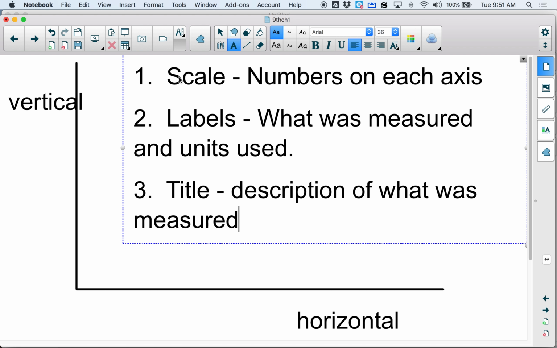So that's something that can be a little bit hard. That's one of the things that the chemistry students struggle with the most on their labs, is coming up with a good title. But every graph, no matter if it's a line graph or a pie chart or a bar graph, should have those three things. Your graph is incomplete if it does not. Any questions there?